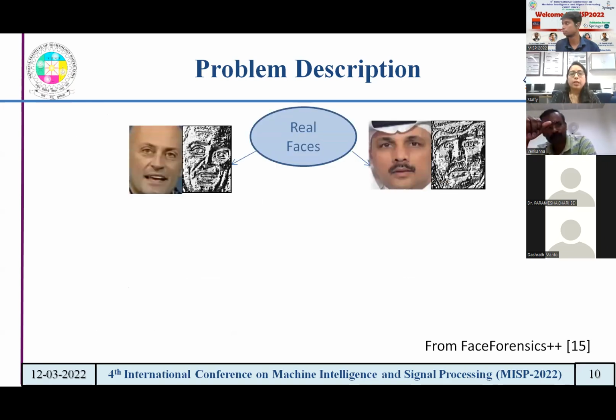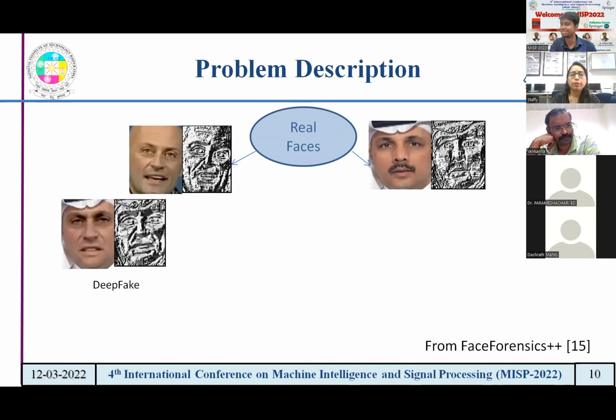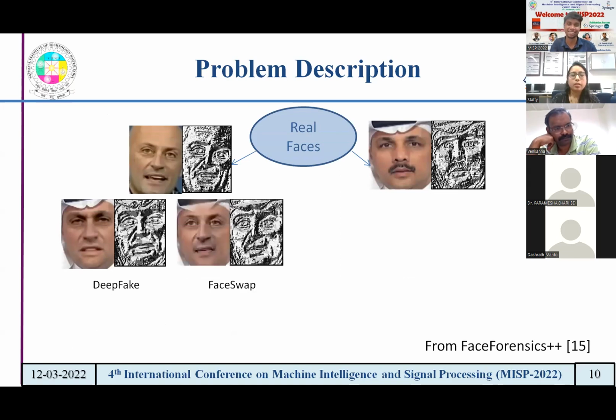Let me show you some examples. These are the real faces of two persons along with their texture description. This is the deepfake version of the first person. This is the face-swapped version of the first person. So we can see here in the texture, there is some inconsistency around the lip area and around the eye area in the deepfake version of this person.